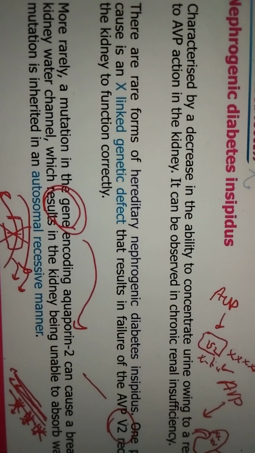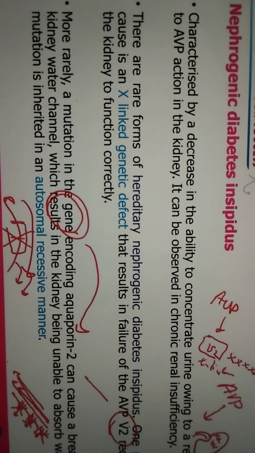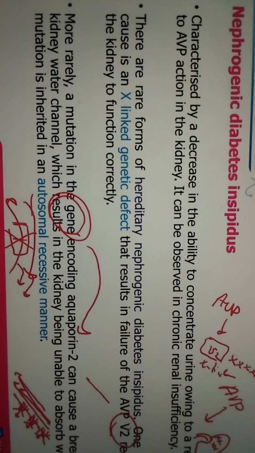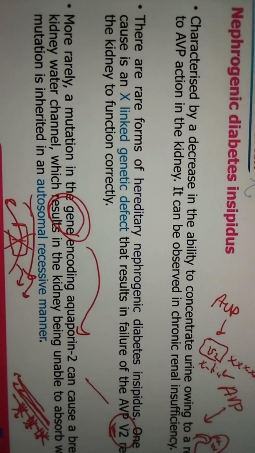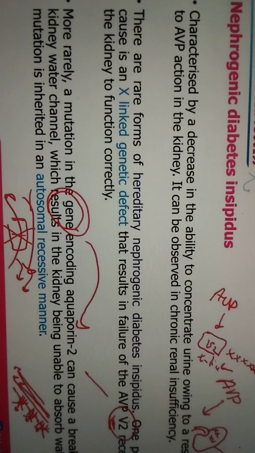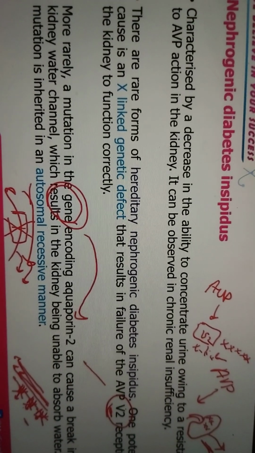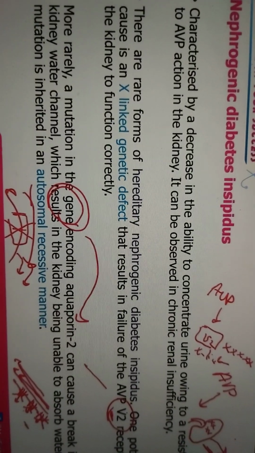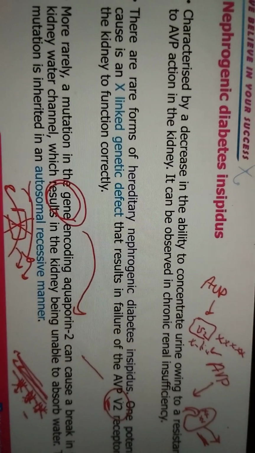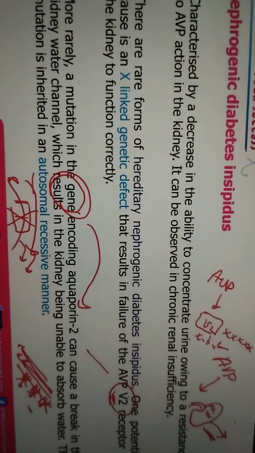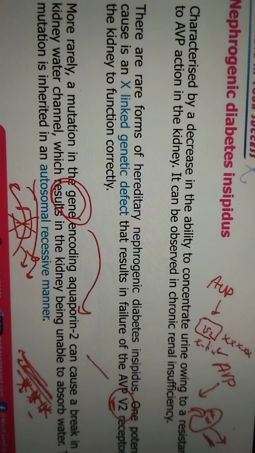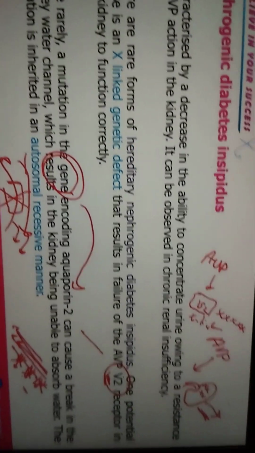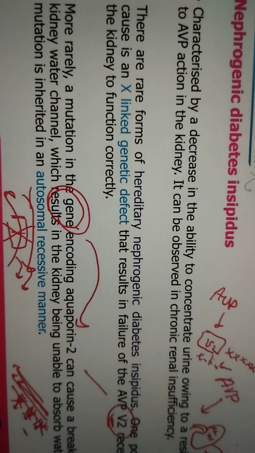And this type of defect is autosomal recessive defect. So the defect related to the receptor itself is X-linked genetic defect. The defect or the mutation related to the aquaporin channel is autosomal recessive defect. So we have three causes now of nephrogenic diabetes insipidus. A single cause is the patient is having chronic renal insufficiency or chronic renal failure. Or we have two hereditary forms. One related to the V2 receptors is an X-linked genetic defect, and one is related to the aquaporin channel, which is an autosomal recessive defect.